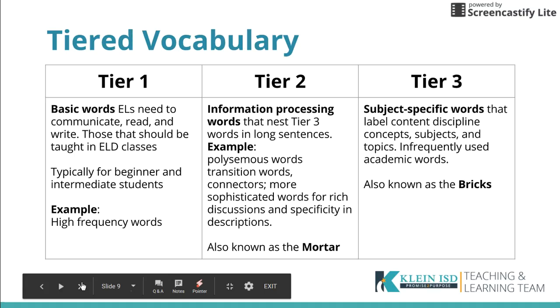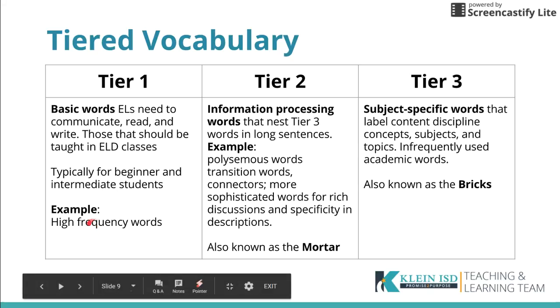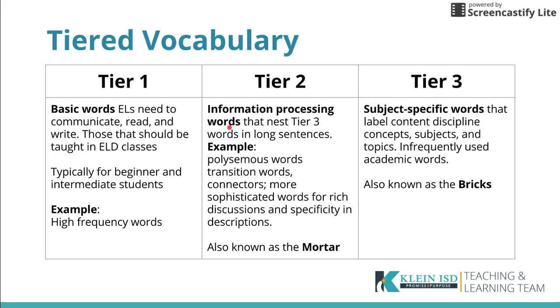Okay, selecting the vocabulary for teaching. Basically, vocabulary is divided into 3 tiers, Tier 1, 2, and 3. As you note in the description, Tier 1 is your basic vocabulary words, which are everyday words that the students use, or high-frequency words. Tier 2 are your information processing words that nest Tier 3 words in long sentences. These words are basically your connectors, sophisticated words for rich discussions, and also occur on your state testing.